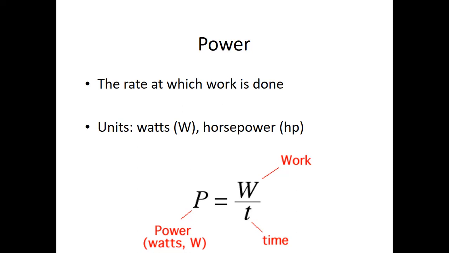Work per unit time, the unit in the SI is a watt. Joules per second is a watt. So a lot of times we talk about light bulbs in terms of watts. A 120 watt bulb is going to be a lot brighter than a 60 watt bulb. It's doing more energy in the same amount of time.